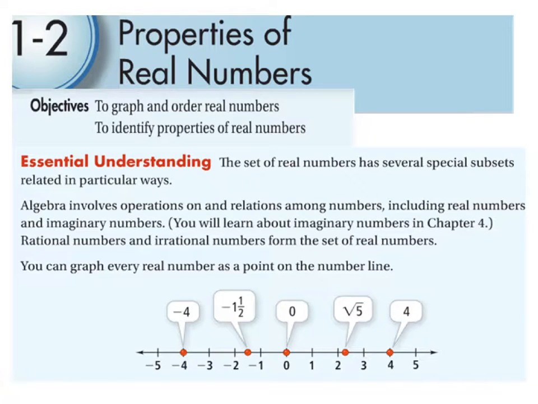Hello and welcome. Today we're going to be looking at Chapter 1, Section 2, Properties of Real Numbers. A couple of different objectives. We want to be able to graph and order real numbers and to be able to identify the properties of real numbers. We'll start by talking about the different subsets of the real numbers and how they are related.